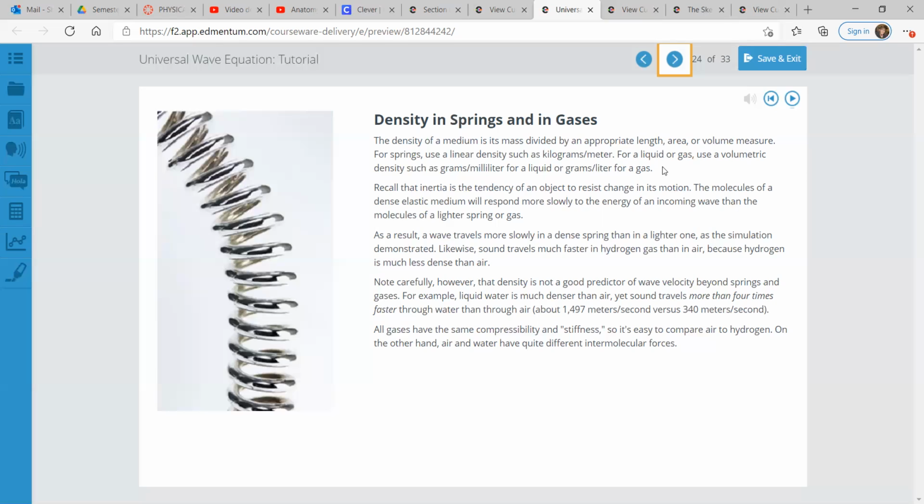But be careful. Density is not a good predictor of wave velocity beyond springs and gases. If, for example, you take liquid water, that is much denser than air, but sound travels more than 4 times faster through water than through air. All gases have the same compressibility and stiffness, so it's easy to compare air to hydrogen. On the other hand, air and water have quite different intermolecular forces.